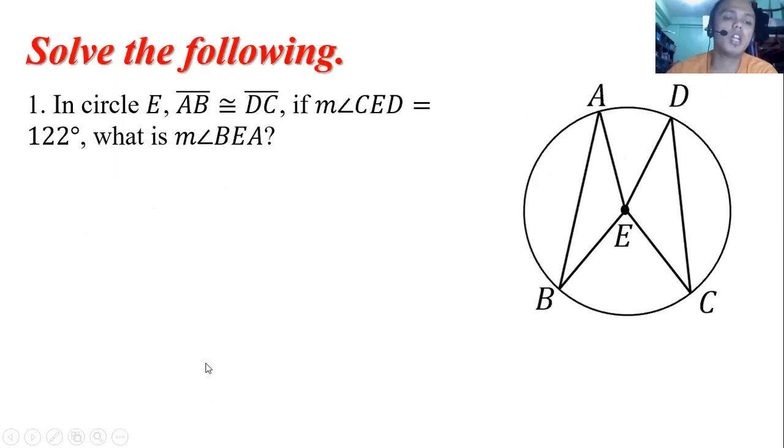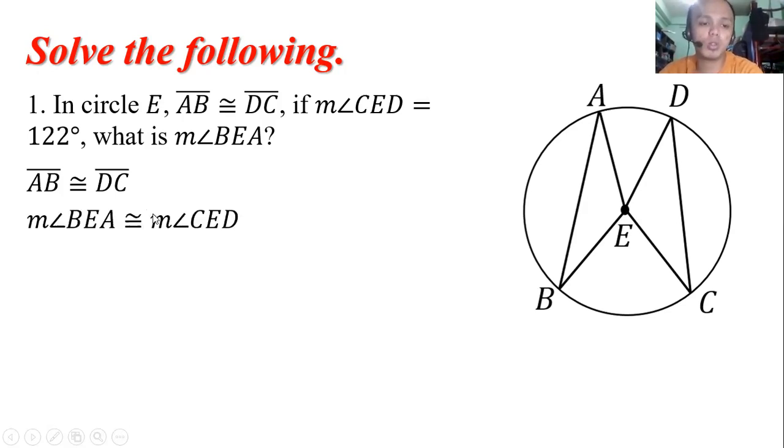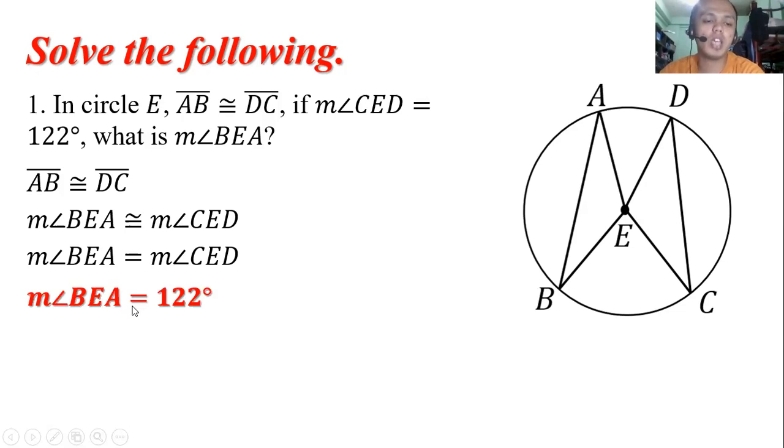Now, here, solve the following. In circle E, AB is congruent to DC. Ito yun, ang tinutukoy yung chord. AB congruent daw kay DC. Now, if measure of angle CED is 122 degrees, what is your measure of angle BEA? Since the chords are congruent, therefore the corresponding central angles are also congruent and equal. Now, yung CED natin is 122, therefore measure of angle BEA is 122 degrees also.